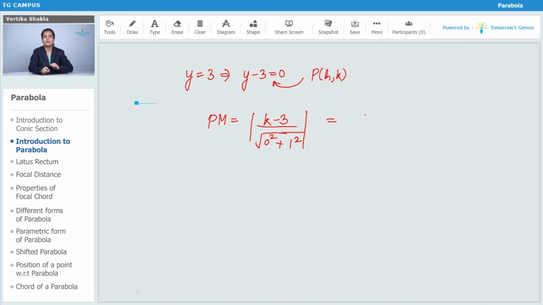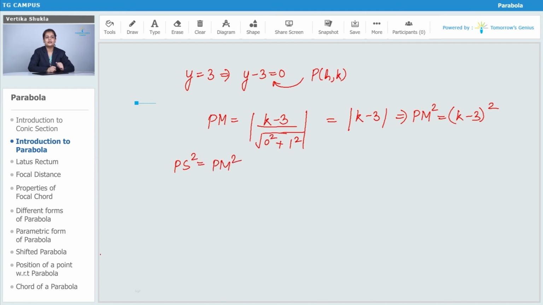So this will be equal to (k - 3) by 1, which you don't need to write because the 1 can be written or cannot be written. So it can be written as mod of (k - 3). But if you square, you will get PM square is equal to (k - 3) whole square. Now for a parabola, what is the condition? PS square is equal to PM square.